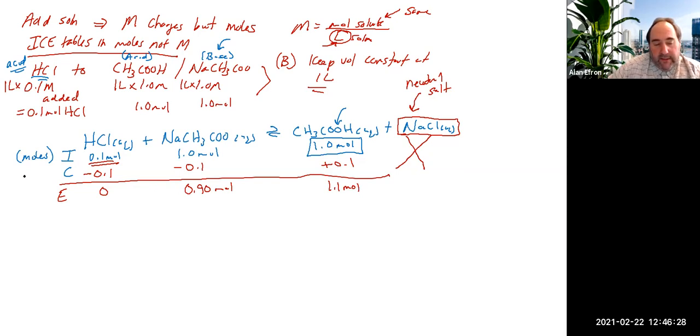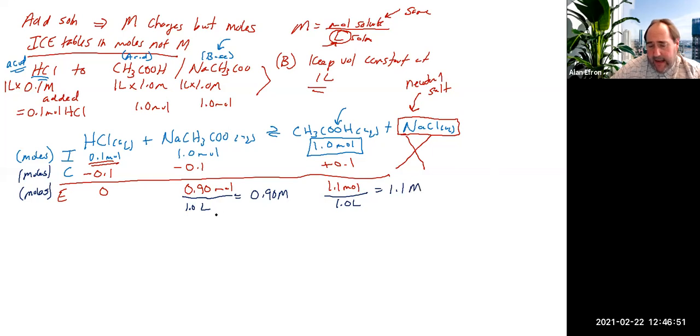Now, once we do this in moles, it is very good practice at this point to convert these moles back into molarity. So that's going to give us 0.9 molar since we're assuming 1 liter. Once you do that first ICE table, you should take the total volume and convert back into molarity. Again, this would be the total volume. In this particular case, we're keeping it constant, so that's why it hasn't changed. It will change in a non-constant situation. Any questions on that?